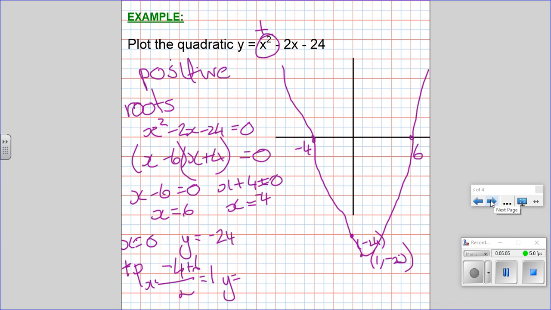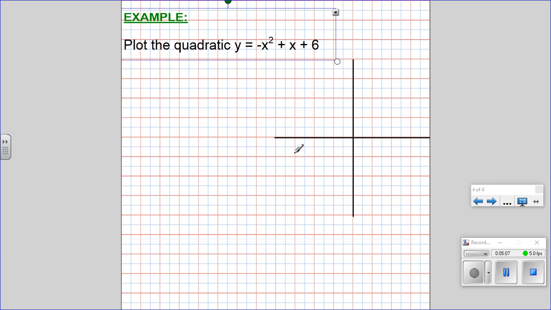Okay, so let's look at another example. Negative x squared plus x plus 6. So this is negative, so then I've got a negative graph. I know that now, just from the fact that that's negative.